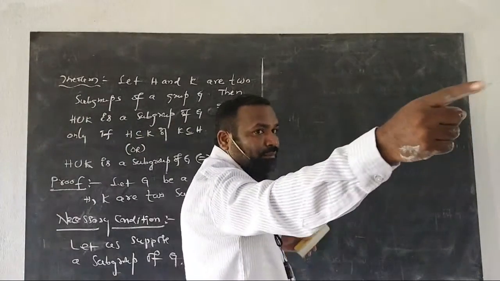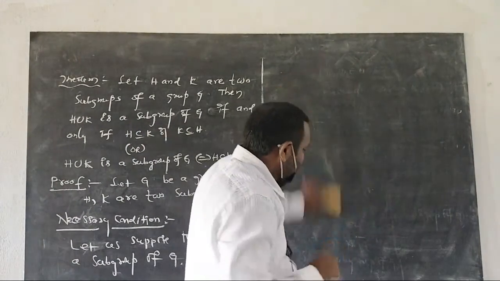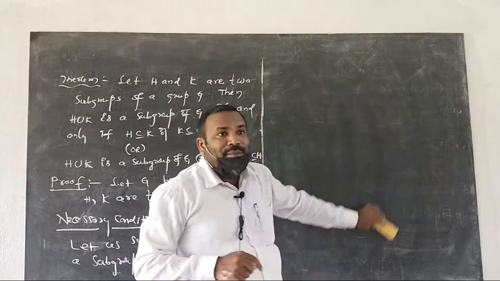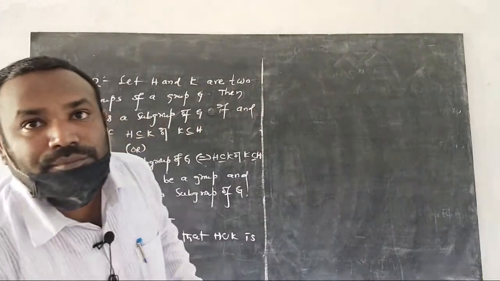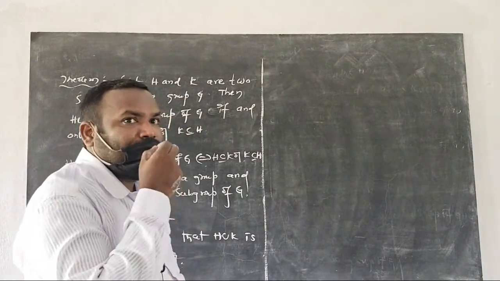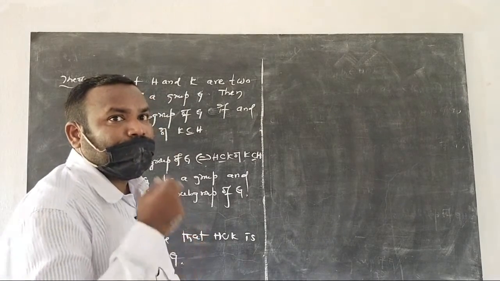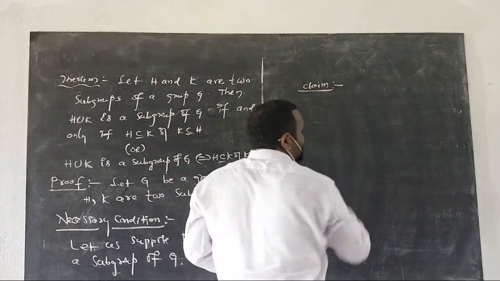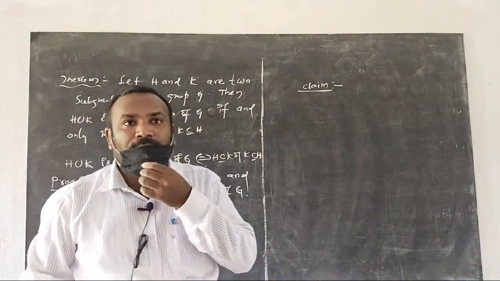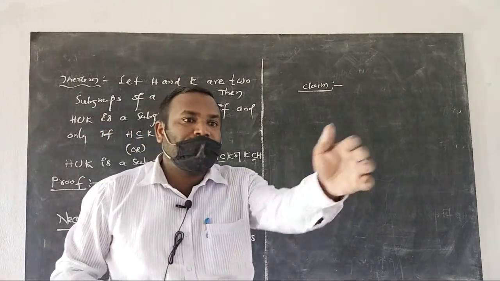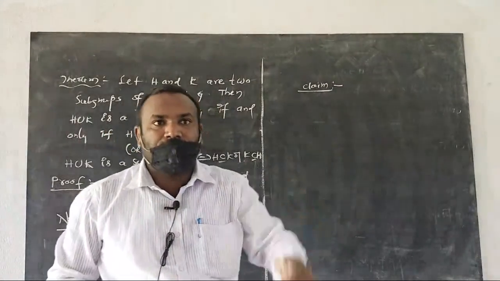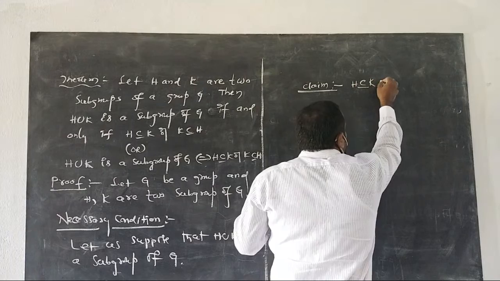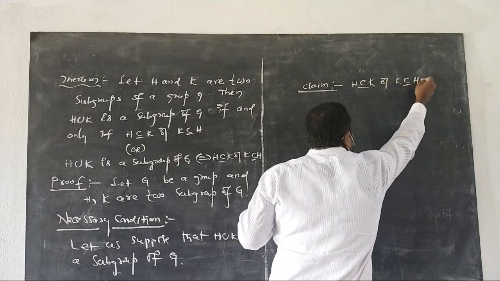What is our claim here? ఏ క్లెయిమ్ చేయాలి, ఏ ప్రూవ్ చేయాలి? తెలియదు, చెబుతున్నాగా. You sit in the first bench, sit here. H, what is our claim here? H is a subset of K or K is a subset of H. That is to be proved.